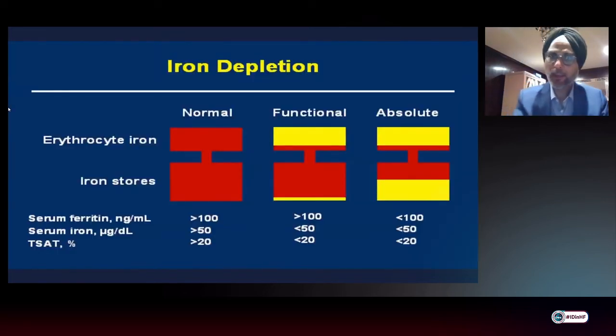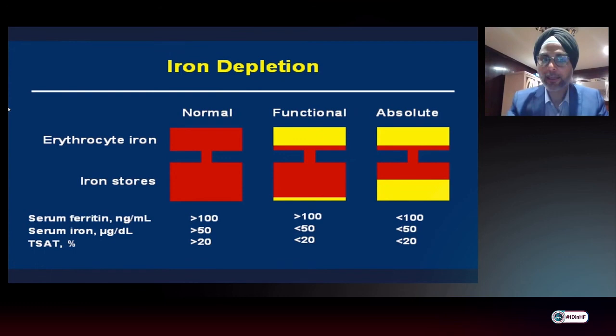This is, again, another look at the different levels of different iron measures or indices in different types of iron deficiency, both functional as well as absolute. If you look at normal levels, people with normal iron stores, serum ferritin is usually more than 100, serum iron is more than 50 micrograms per deciliter, and transferrin saturation is more than 20%. As functional iron deficiency kicks in, the serum ferritin may still be more than 100, and the serum iron is less than 50, and transferrin saturation is less than 20.